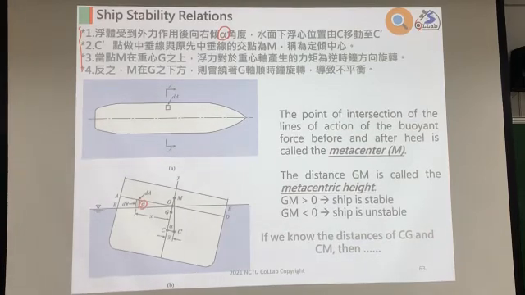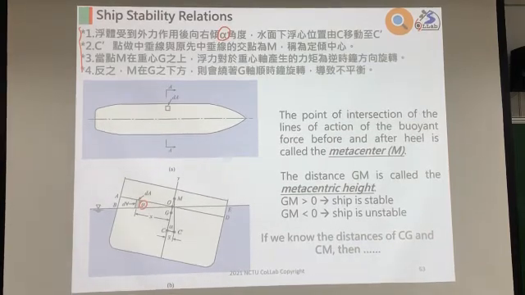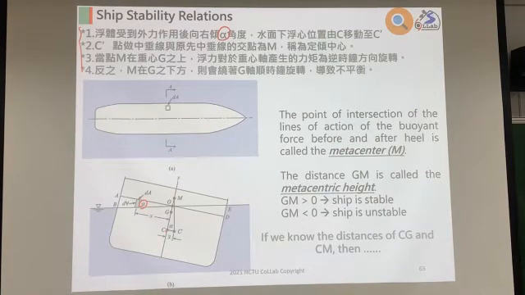Before the ship rotates, we know C is the center of the buoyancy force. Because you rotate by the alpha angle, the center of the buoyancy force shifts to C prime here. Okay, so this is step 1. And then, along the C prime, you draw the vertical line.